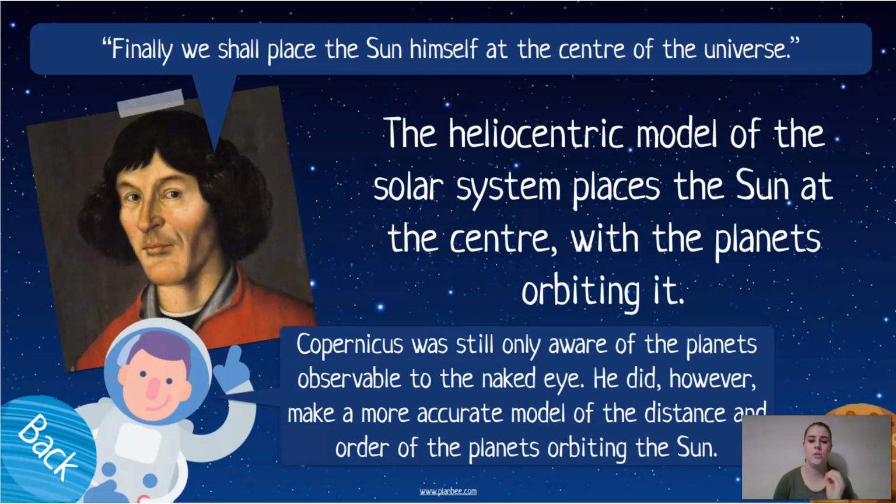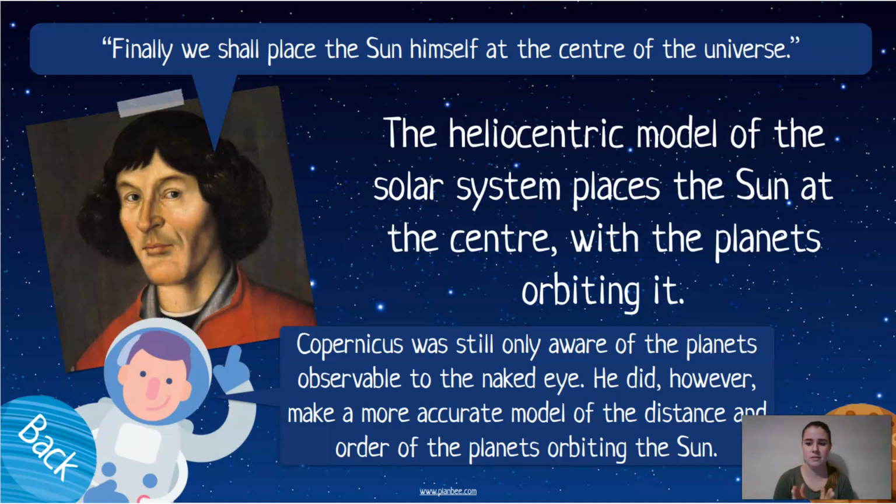Now, he was still only aware of planets that you can see with your own eyes. So this is taking away other planets that you would need a very powerful telescope to be able to see, or the modern technology we have today, which is satellites and everything else that goes with it. But he did, however, make a more accurate model to suggest how far away those planets were.